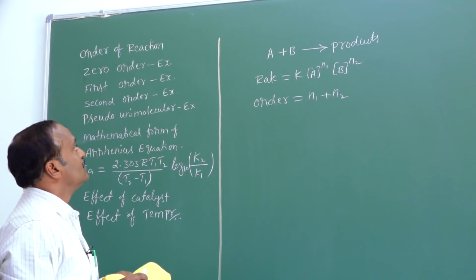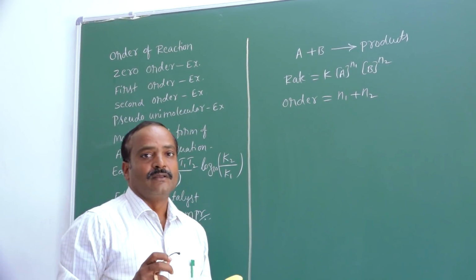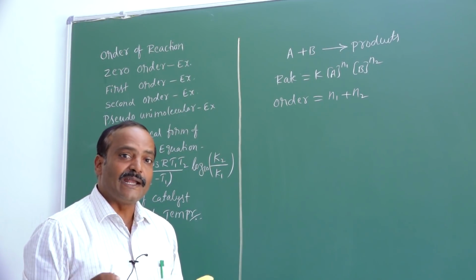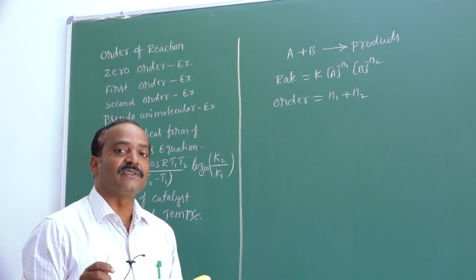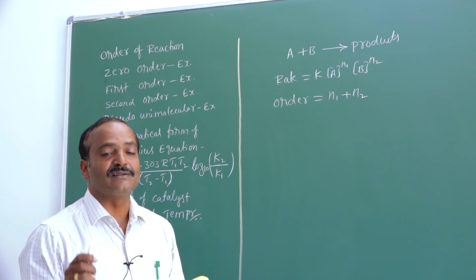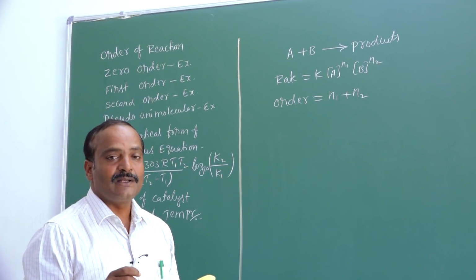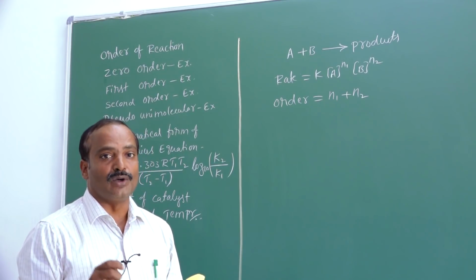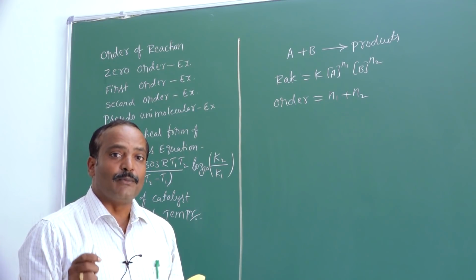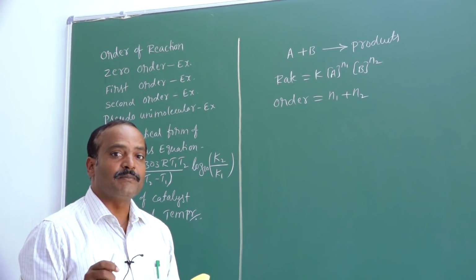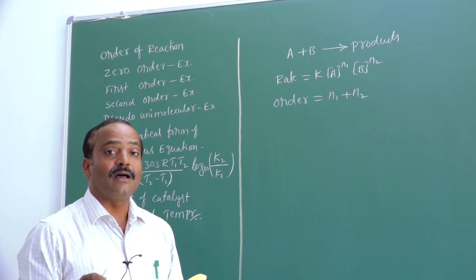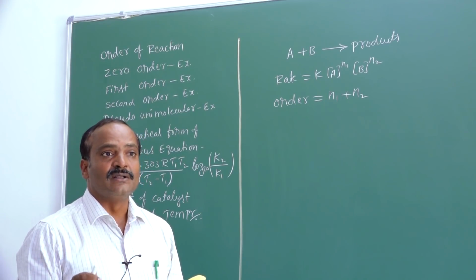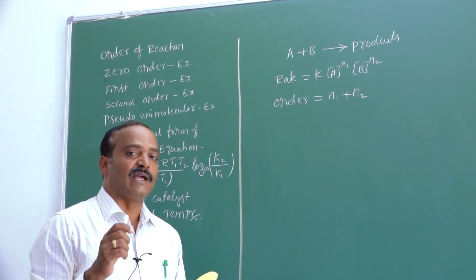What is zero order reaction? A reaction in which the rate of reaction is independent of the concentration of reactant is called zero order reaction. Example: thermal decomposition of hydrogen iodide on the surface of gold, decomposition of ammonia on the surface of platinum or molybdenum at high pressure, or photochemical combination of hydrogen and chlorine. These are all examples of zero order reaction.